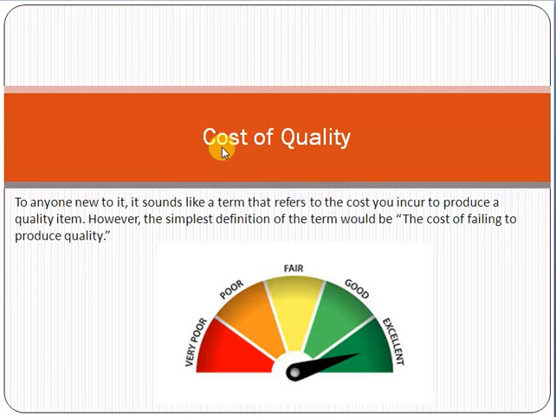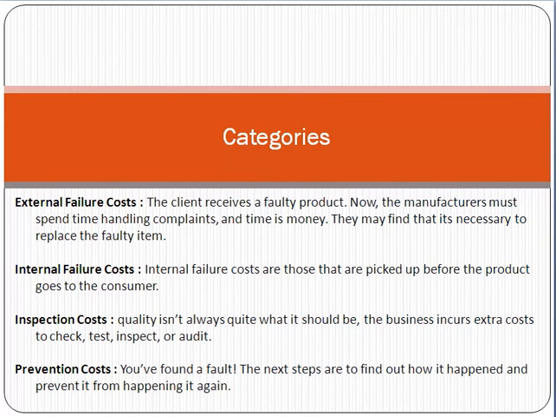Basically the cost of quality means the cost of failing to produce quality. We are referring to the items which are failing to produce quality. So this is called the concept of cost of quality. Now what are the categories which we are referring to as cost of quality? First of all, external failure cost.